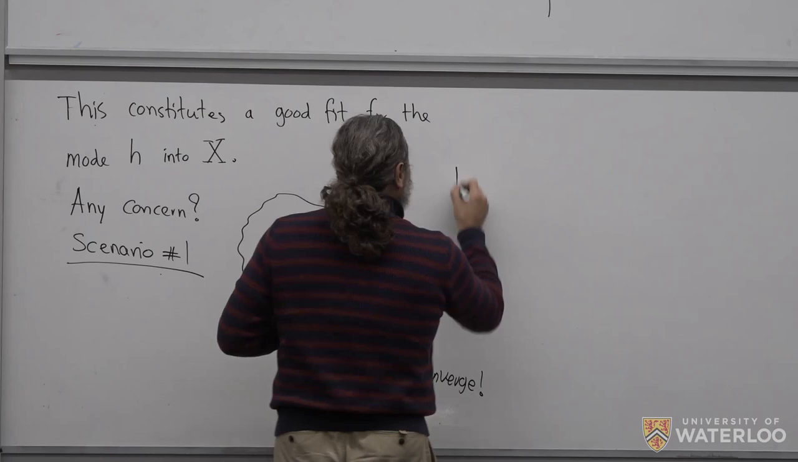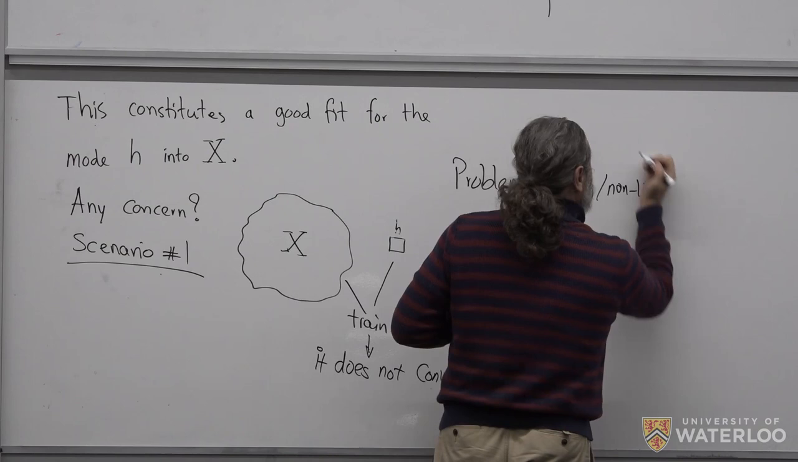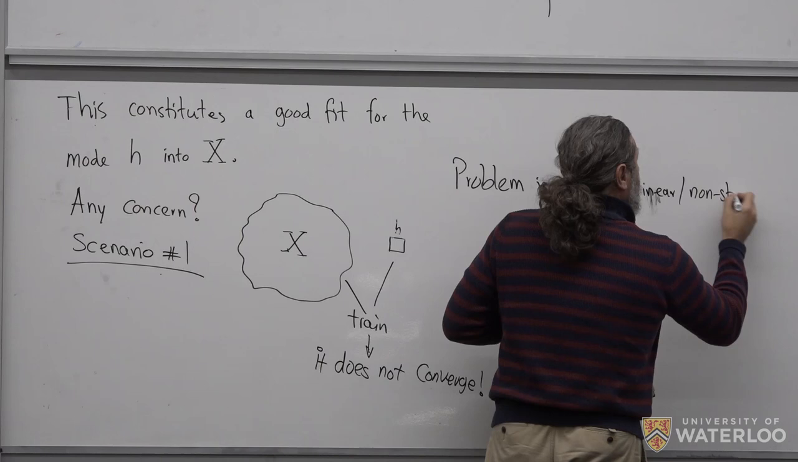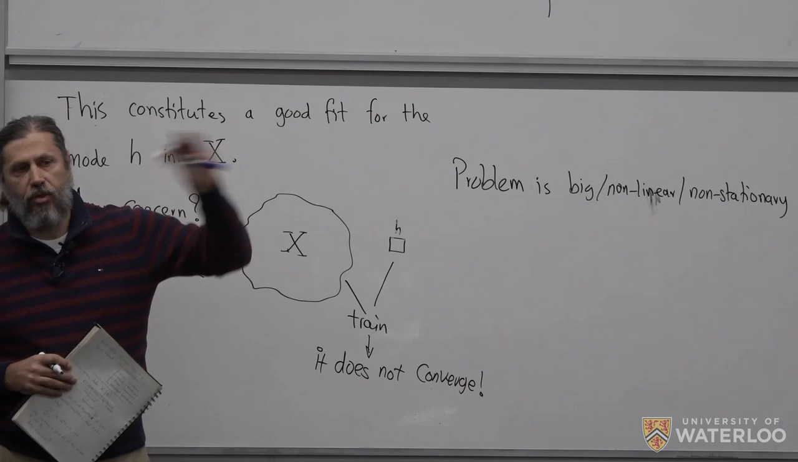It just doesn't match with what I do. So the problem is big, nonlinear, and non-stationary. Another disadvantage of having lectures after 5. So the problem is big, nonlinear, non-stationary, any bad word that you can imagine in data science.